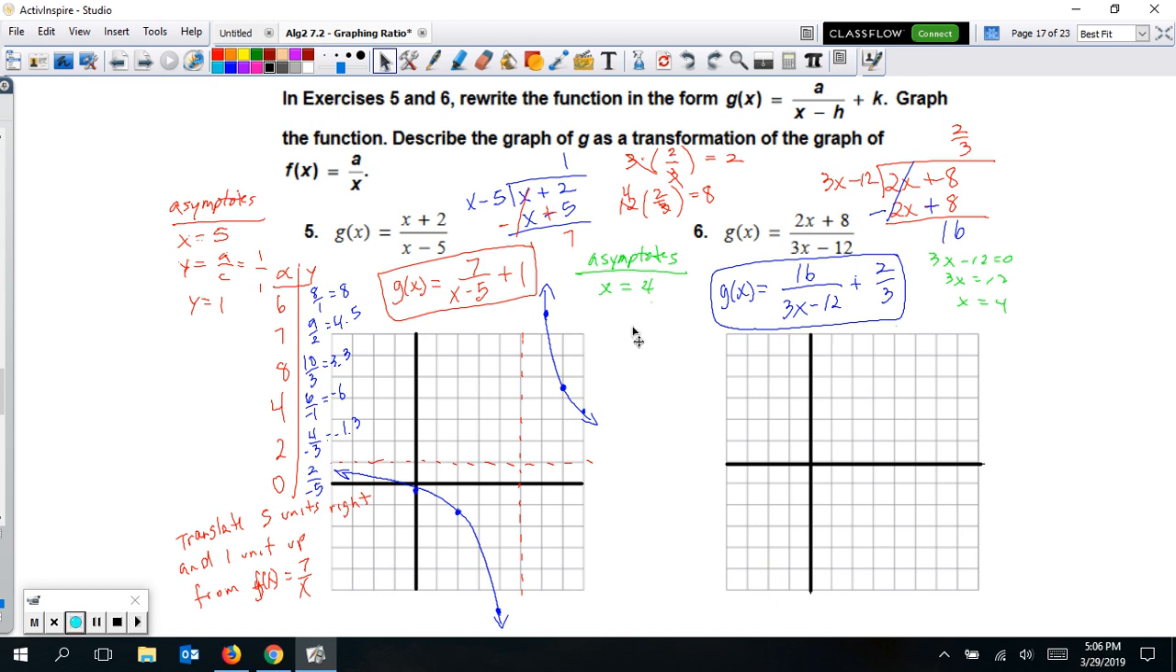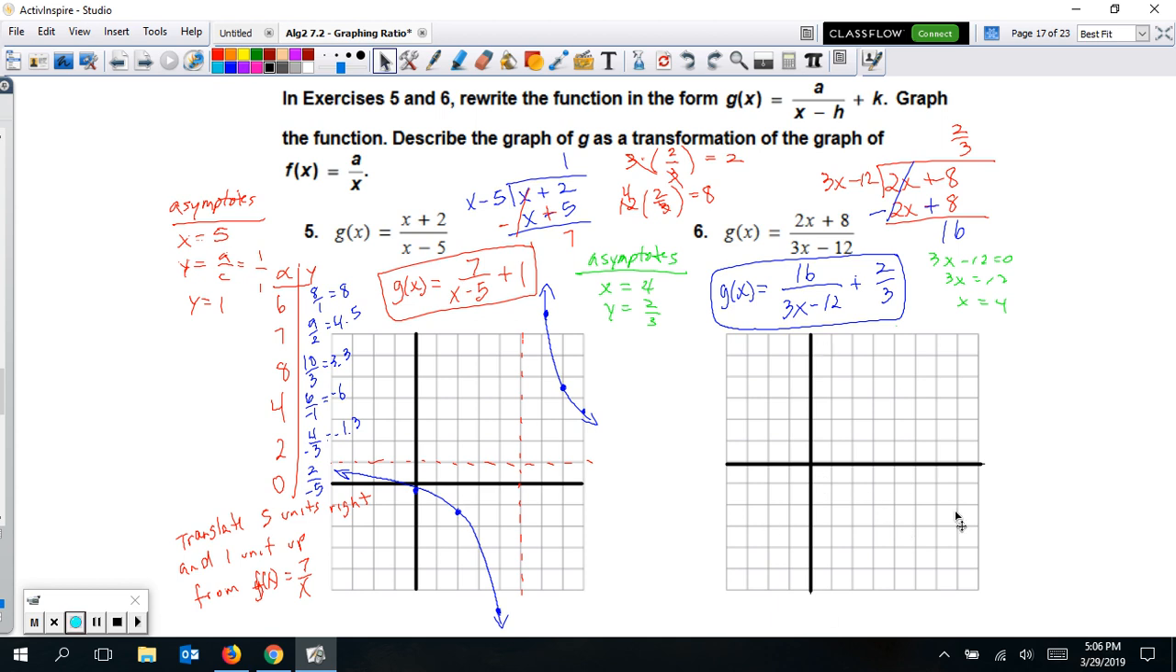And then as far as what the other asymptote is going to be for y, you can see it right here. It's just the 2/3, or you can even see it right here. It's this number over this number, the a over the c, which is just 2 over 3 here as well. So 2/3 is the other asymptote. So we're going to plot where 4 is. So come 4 to the right. You're going to go through there.